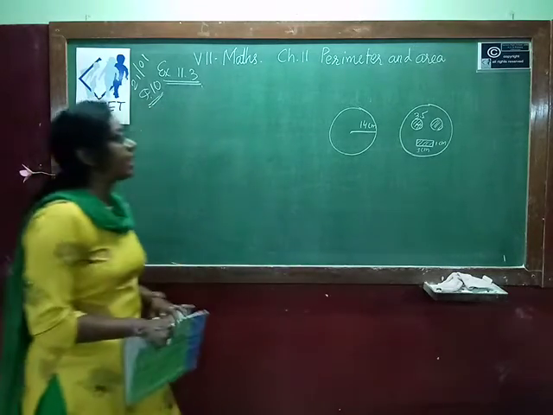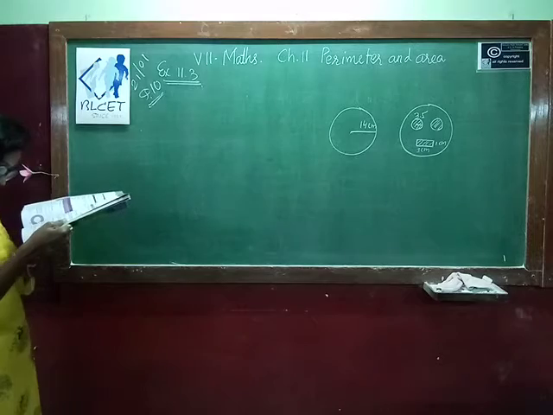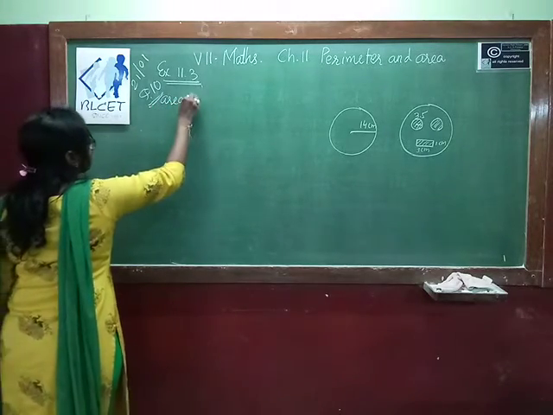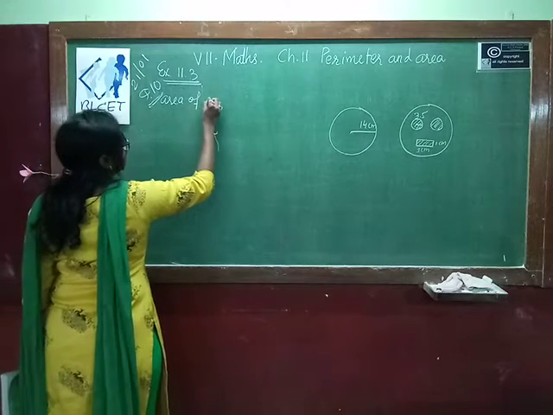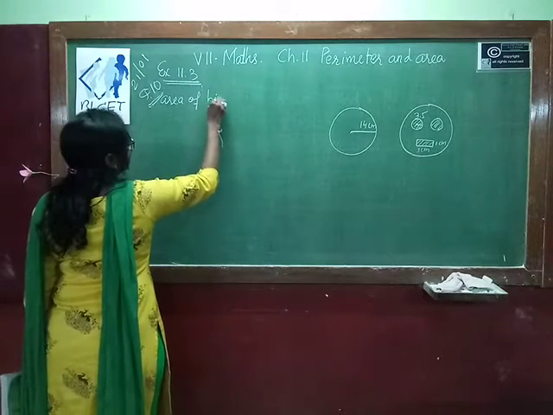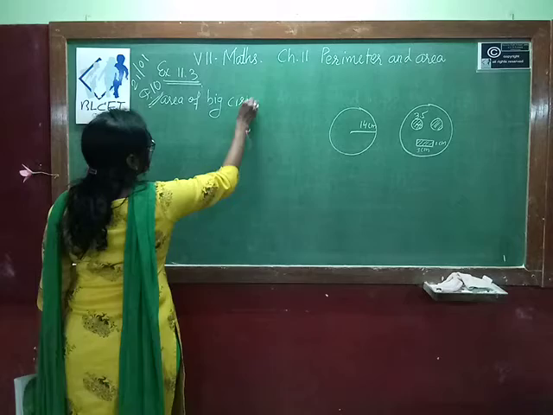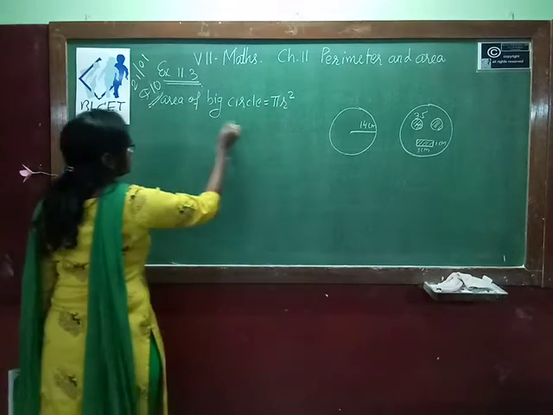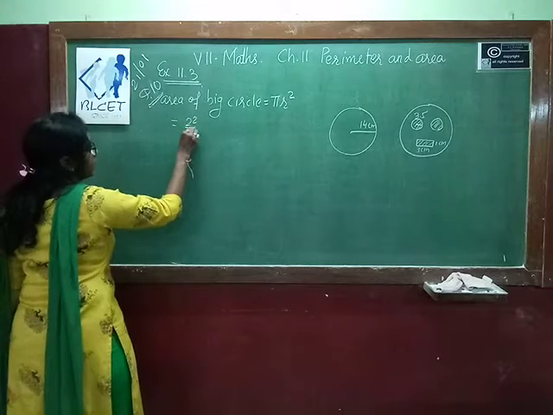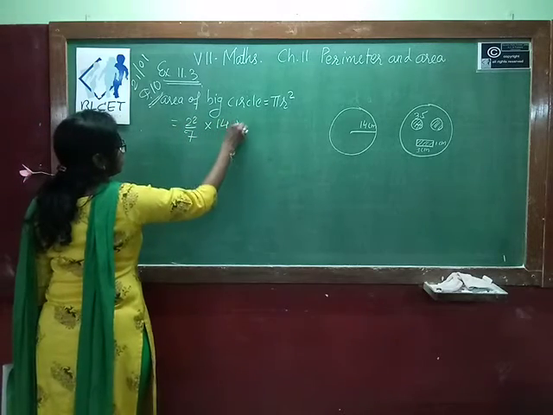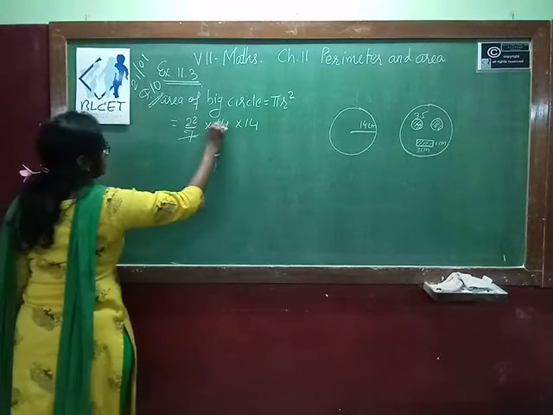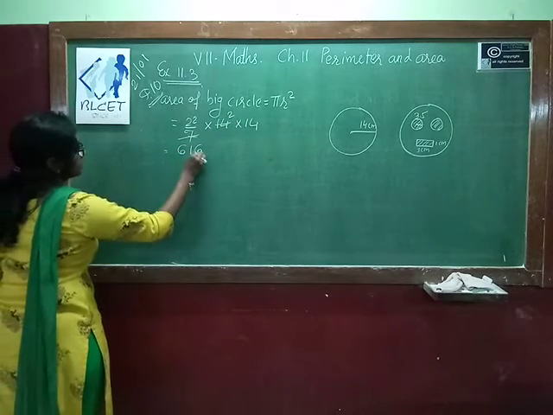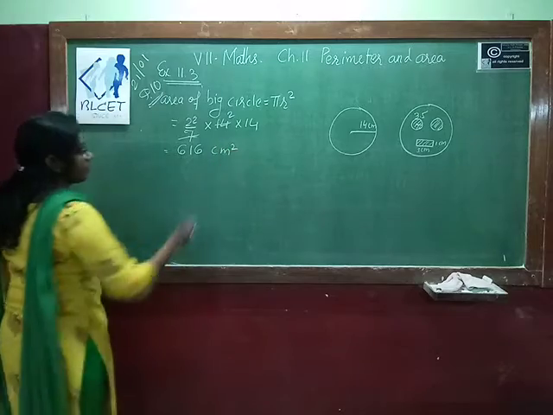So first of all, we find the area of the total. So the area of the circle is equal to pi r square, where r is equal to 14 centimeter. Pi is 22 divided by 7, into 14 into 14. 7 twos are 14. So the answer is 616 centimeter square.